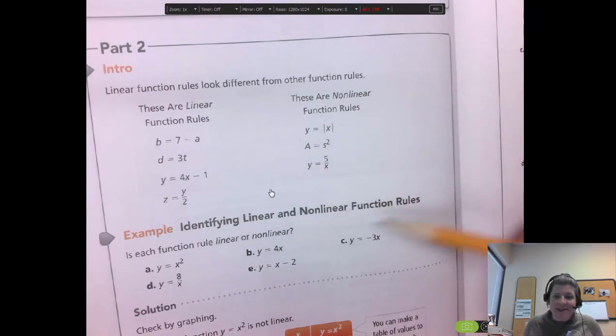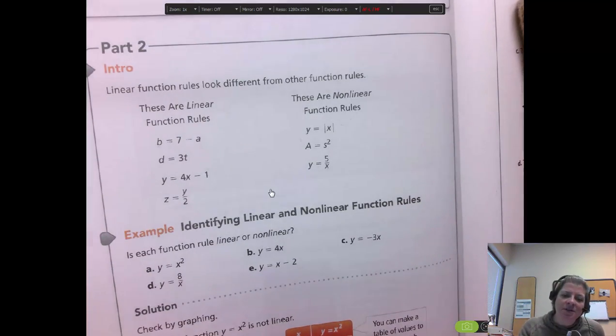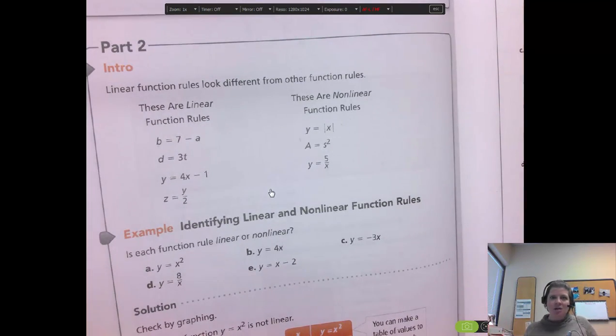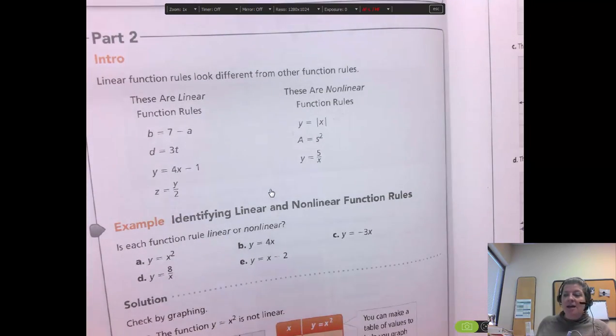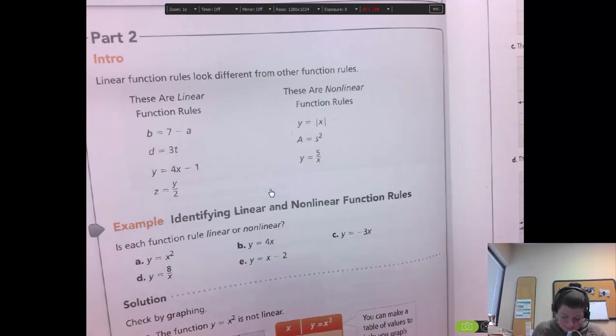nonlinear graphs. How can I double check if something's linear or nonlinear? I make a chart and I graph it. I might need 5 or 6 points to be able to see, or I use a graphing calculator and graph it. I would love to see you write them out, and then also use the calculator to check.